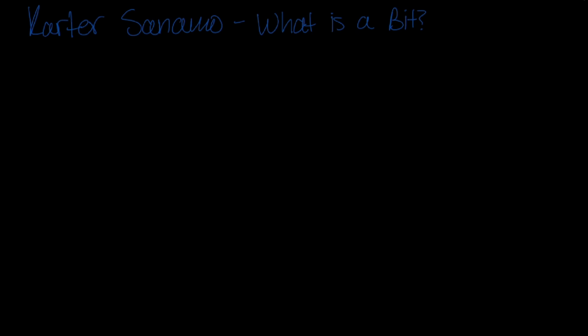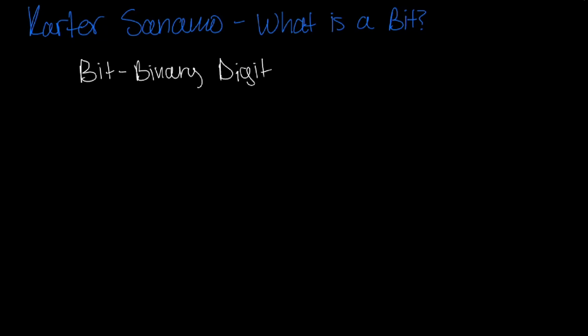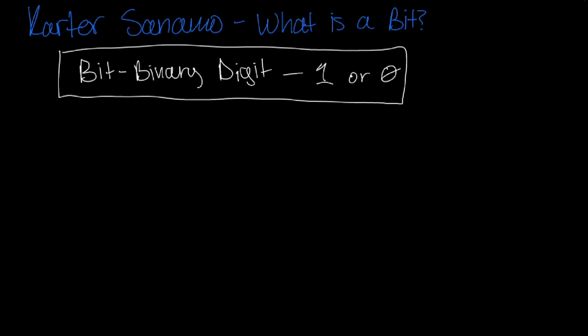A bit is the most fundamental unit of information in computing. The word is short for binary digit. And a bit can hold exactly one of two possible values. It can either hold 1 or 0. And that right there is the complete definition. Everything else in this video is just unpacking why that matters.